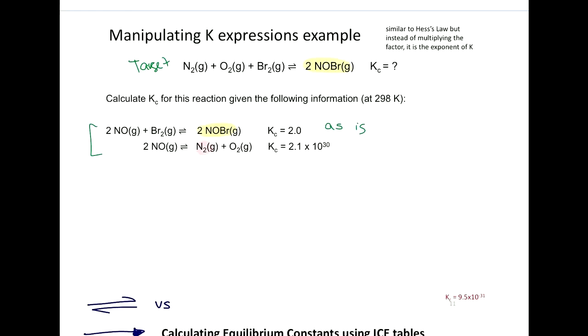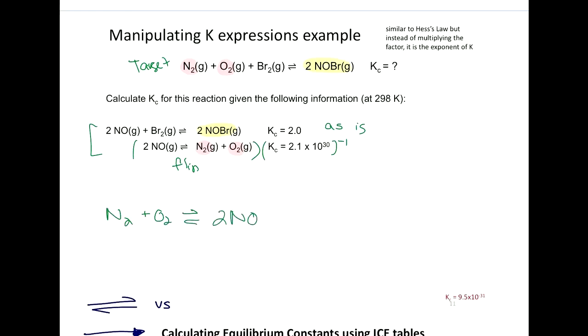But the second reaction is a little bit different. Notice that there's N2 and O2 on the product side, but N2 and O2 are on the reactant side in the target reaction. So what should I probably do to that second reaction? Flip it. But if I flip it, what do I have to do to K? Take it to the -1. So let's rewrite that second reaction: N2 plus O2 gives you 2NO.